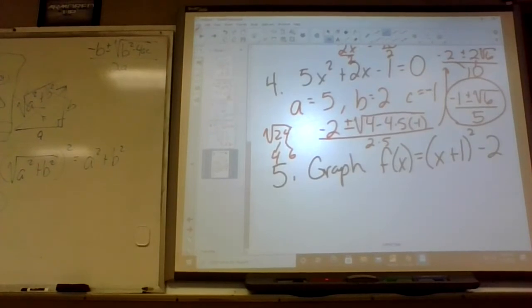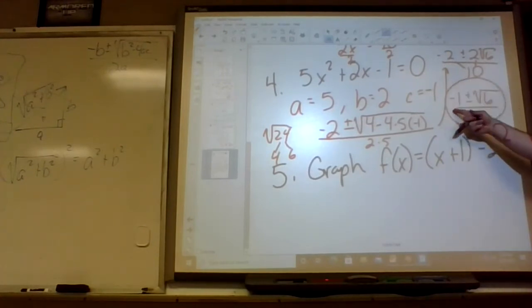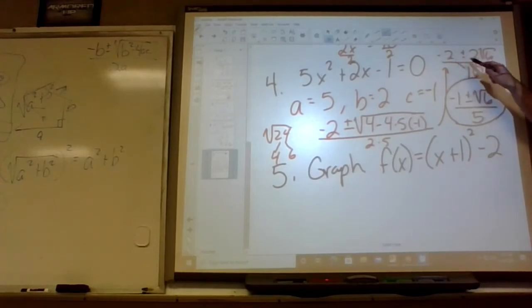Now what? So I have to get negative 2 plus or minus. You can't simplify it because you can't add the square root of 6 to anything. So this is as far as you can go. Where'd you get minus 1? I divided by 2, like reducing the fraction. They're all divisible by 2.